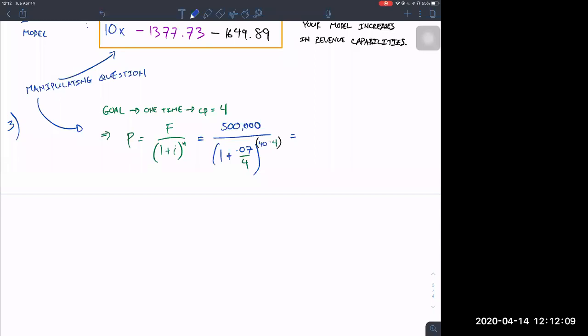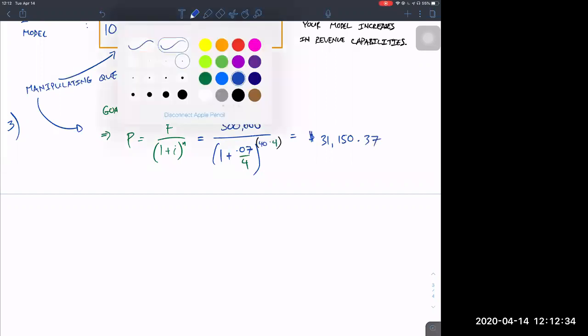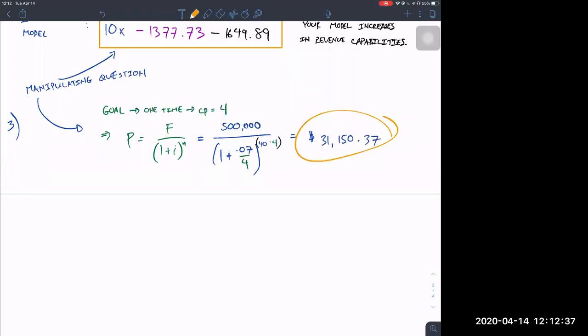This calculation I don't have, so I need to do it right now for you all. So 500,000 divided by 1 plus 0.07 divided by 4 raised to the 160. So this is going to be equal to $31,150.37. So this is what we need, but how does that fit in our model? Our third month's model now looks like the following.